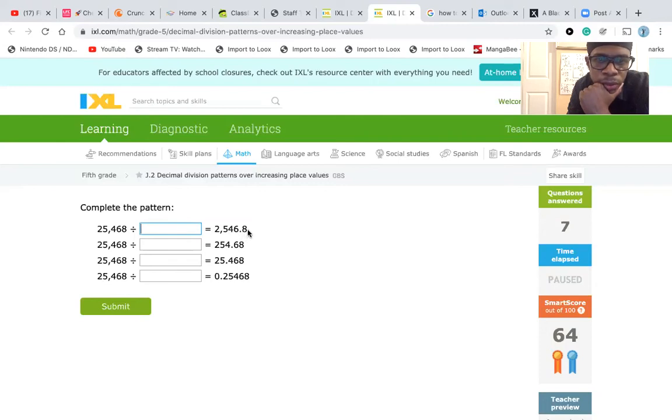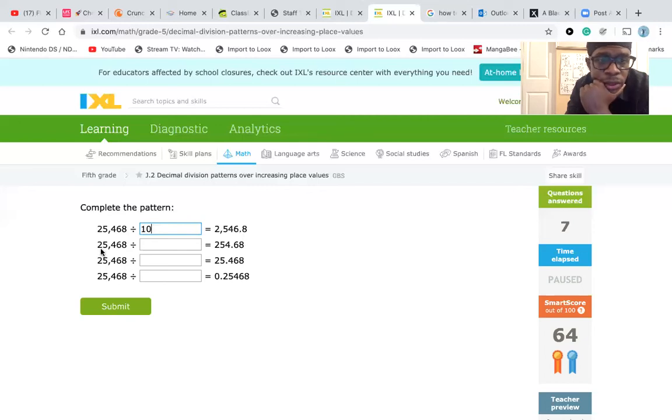So it moved 1 time to the left from 25,468 to 2,546.8. So what could I divide by that would move the decimal point one time to the left? We would divide by 10. So we know that we divided by 10 because originally the decimal point was here, and then we ended up here, moving it once to the left.